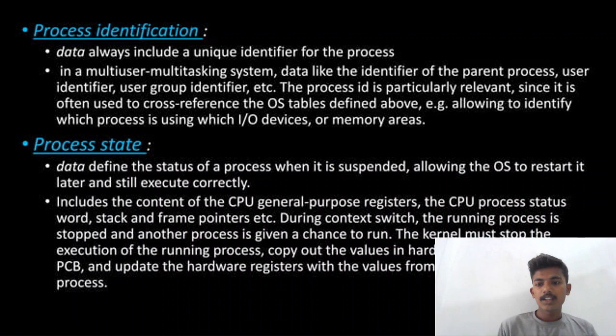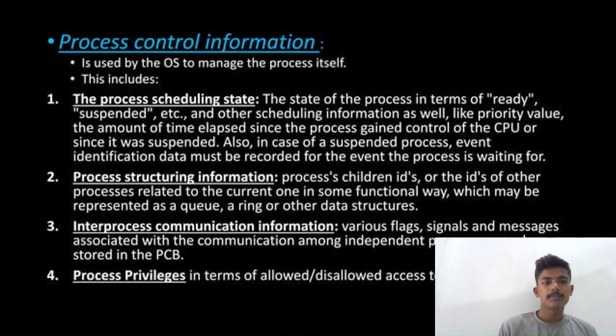During context switch, the running process is stopped and another process is given a chance to run. So that means when the context is switching, the process which is currently running will be stopped and another process will be executed. The kernel must stop the execution of the running process, copy out the values in hardware registers to its PCB, and update the hardware registers with the values from the PCB of the new process. So it should update the values of the PCBs.